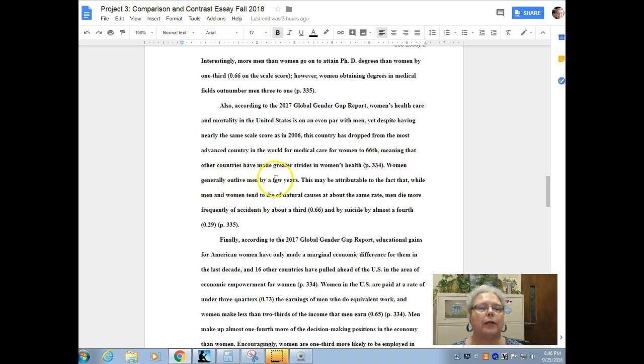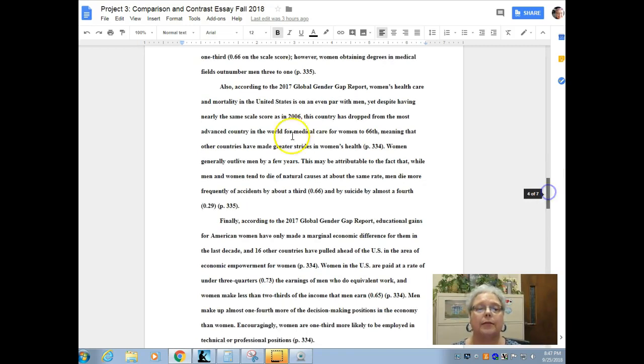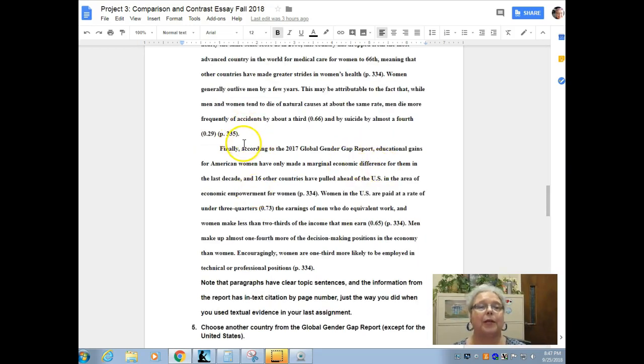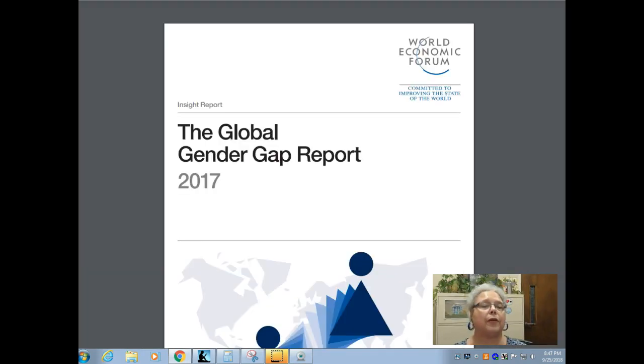Women generally outlive men by a few years. This may be attributable to the fact that while men and women tend to die of natural causes at about the same rate, men die more frequently of accidents by about 1/3 and by suicide by almost 1/4. And all that information came from page 335 in the document. Not in this assignment document, but in the Global Gender Report.